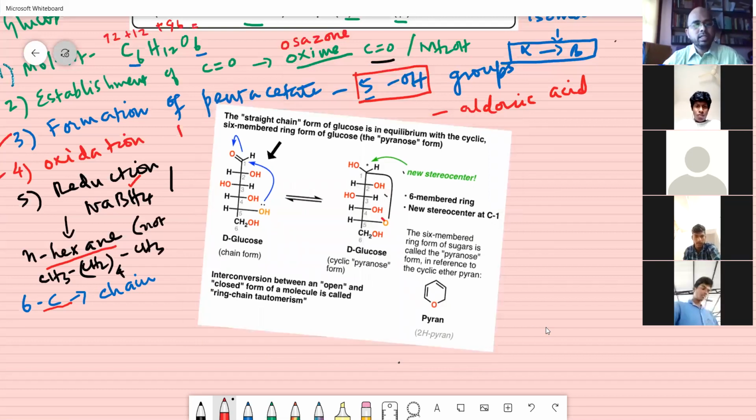This is the D-glucose open chain form. You have got the third one on the left side, OH, and then you have got this. It can rotate. Straight chain form glucose is in equilibrium with the cyclic 6-member ring. And that is what I told you, that there is a fifth carbon atom here. It makes a link by means of a bond.